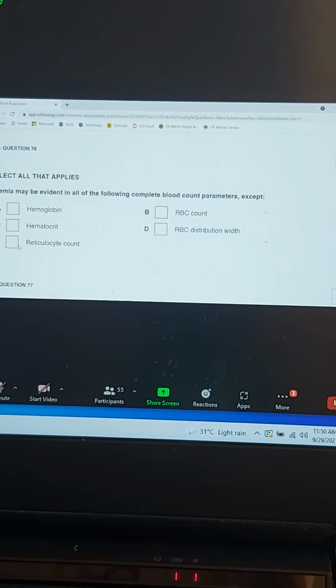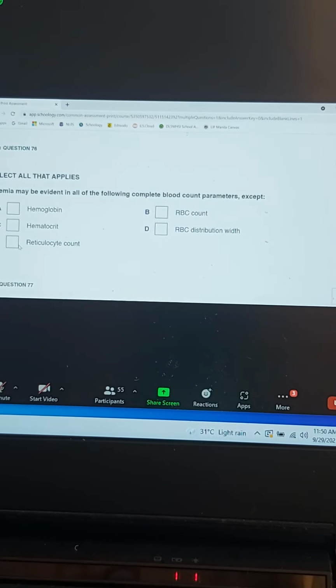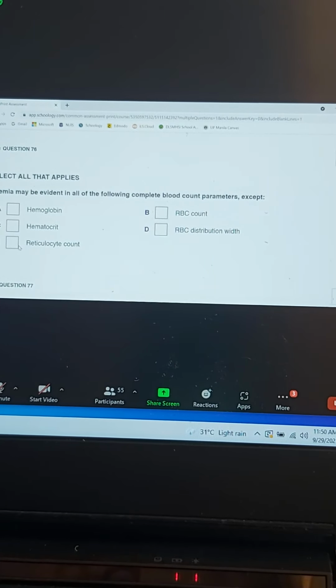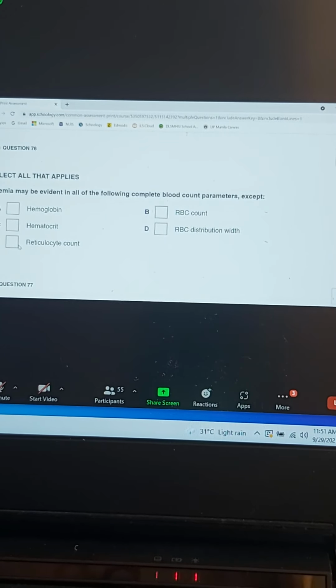Anong class? Kapag mataas ang retics, does it indicate anemia? Yes po. Yes, definitely. Pero meron ka mga anemia na normal ang reticulocyte count. Meron po. Meron nga rin mga anemia na mababa pa ang reticulocyte count. So definitely, retics count, hindi mo ma-determine dyan kung may anemia or not.